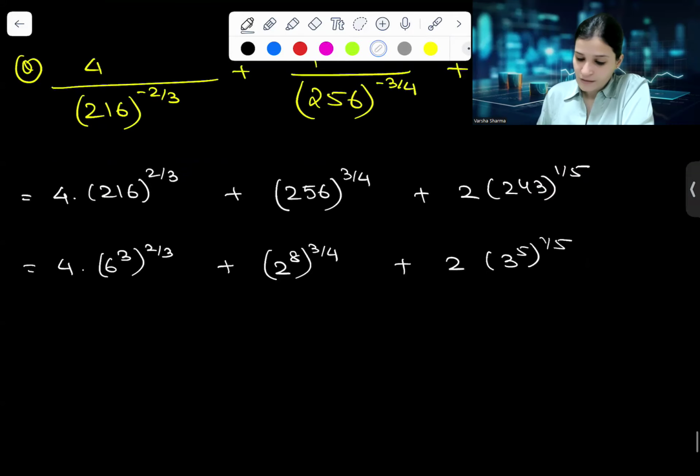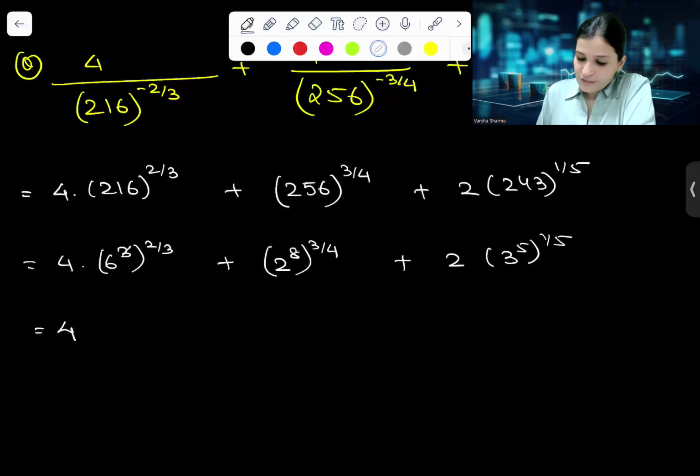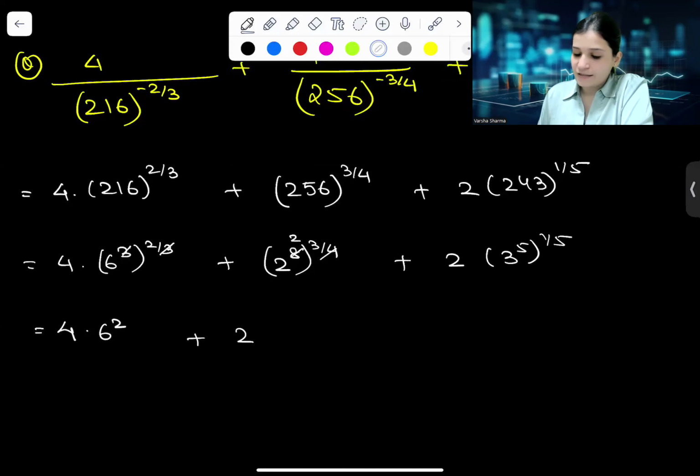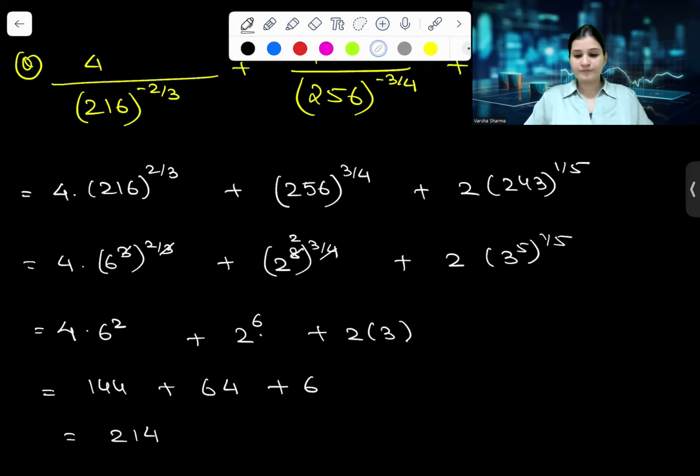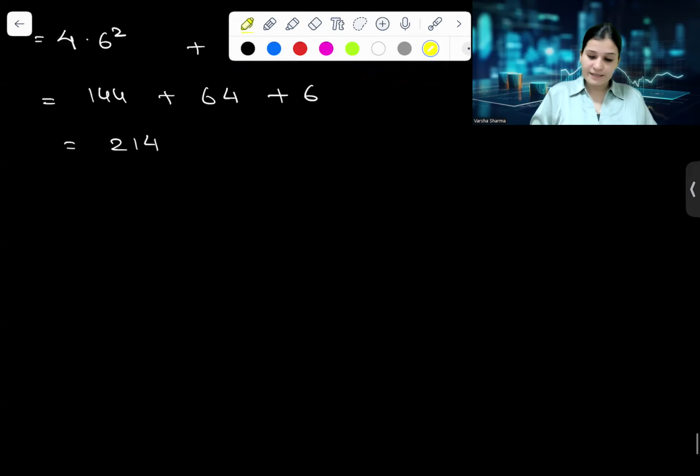No, ma'am. Now, 4, 3 and 3 get cancelled. 6 square. 4 and 8 get cancelled. So 2 into 3, 6, plus 2 into 3 power 1. So 4 into 36, 144. 2 power 6, 64. 3 into 2, 6. If I add them, I get 214. Does anyone have any doubts? No, ma'am. Next.